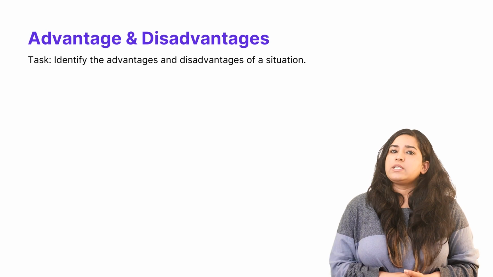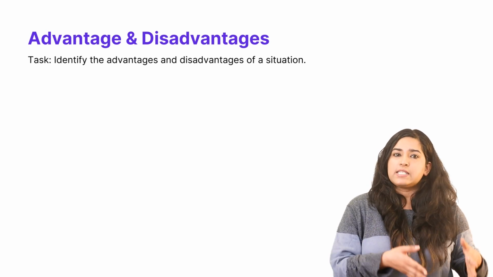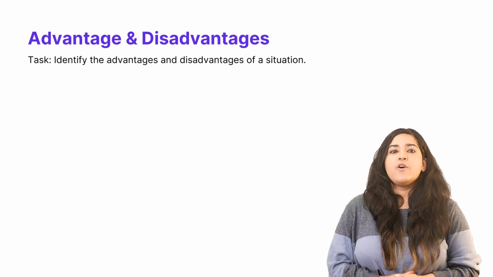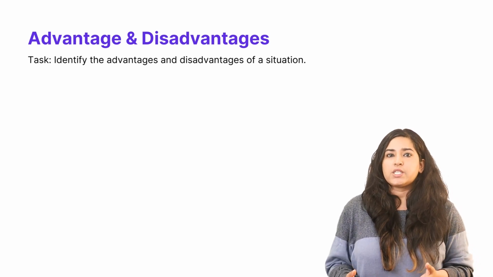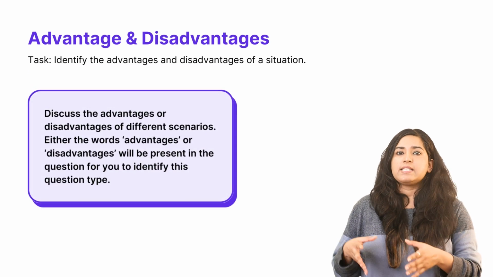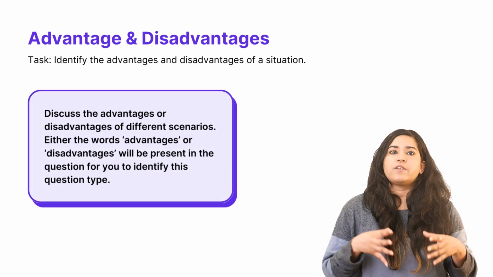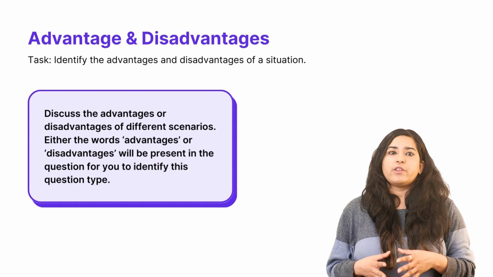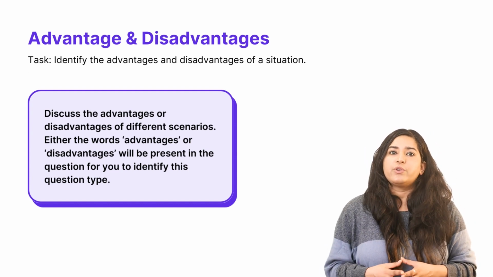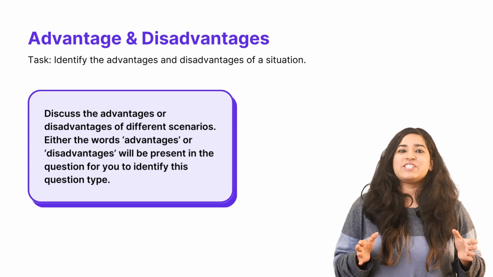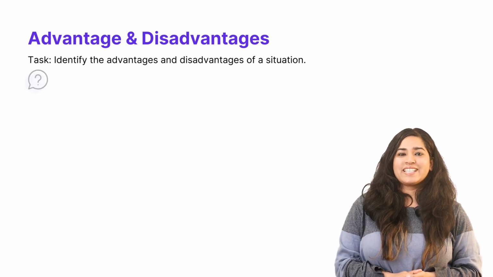Let's talk about the question types in more detail, starting with advantage and disadvantage question types. For this question type, you will need to identify the advantages and disadvantages of a situation. Facts about a common situation or common practice will be presented in this question type. You will be asked to discuss the advantages or disadvantages of the above-mentioned scenario. Either the words advantages or disadvantages will be present in the question for you to identify this question type. Let's look at a couple of examples.